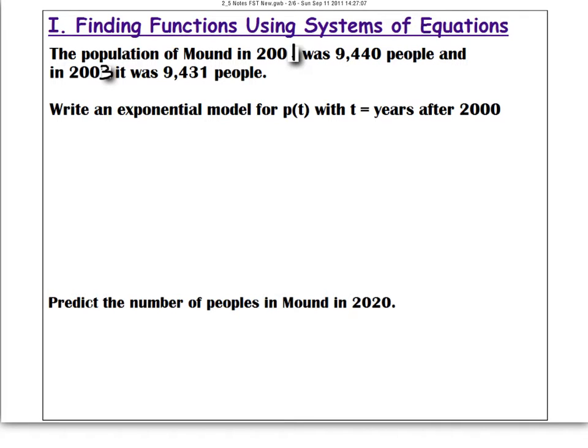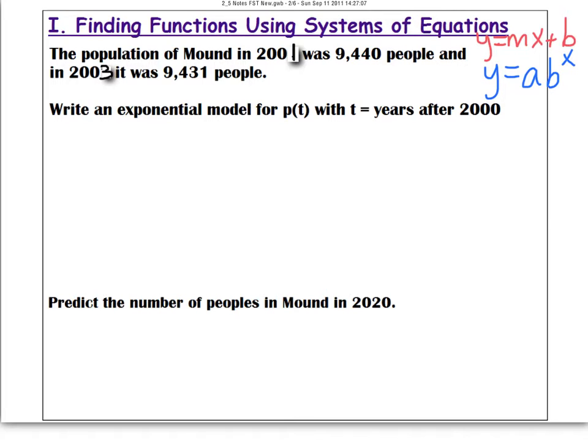Now, if they had wanted us to find a linear model, we would just use y equals mx plus b, and from the data they gave us, we would find two ordered pairs and find the slope and what have you. But they don't want that, they want exponential. So we're going to use y equals a b to the x power. But we still need those two ordered pairs that would come from the data.